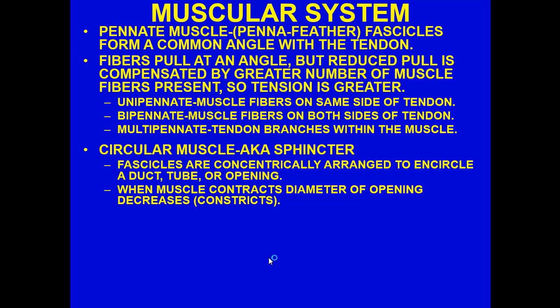Unipennate, the muscle fibers are on the same side of the tendon. Bipennate, the muscle fibers are on both sides of the tendon. Multipennate, the tendon branches within the muscle.